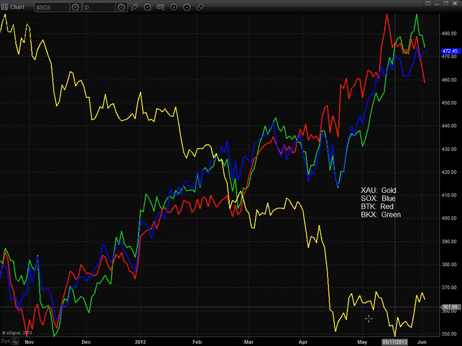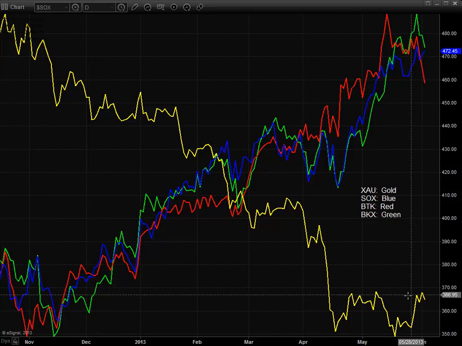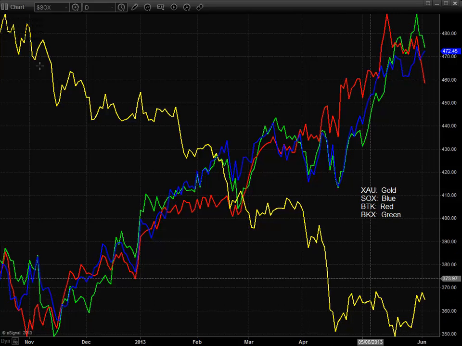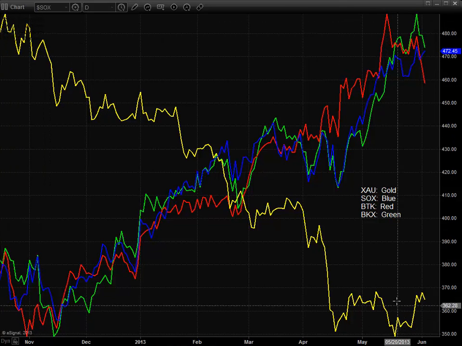If we pivot up above this, this will make this a double bottom and a channel breakout to the upside here. And don't forget, this has had a very, very extended decline, so there's plenty of room for upside there.